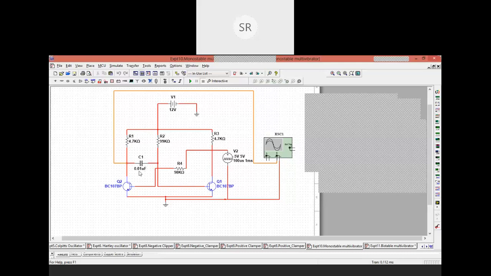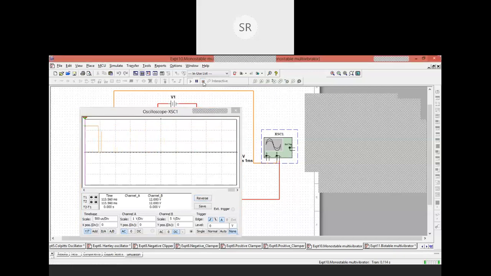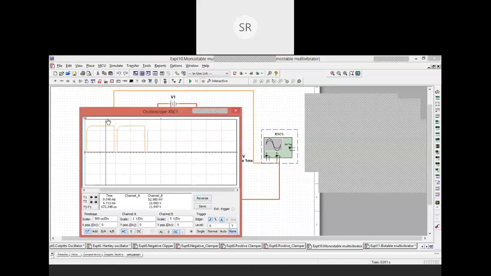C1 equals 0.01 microfarad, R2 equals 99 kilo ohm. This decides the monostable multivibrator output pulse width. Just simulate this one. If you don't have the formula, I am using the cursors to give you the information about the pulse width. Stop this, you can run this. Stop this.